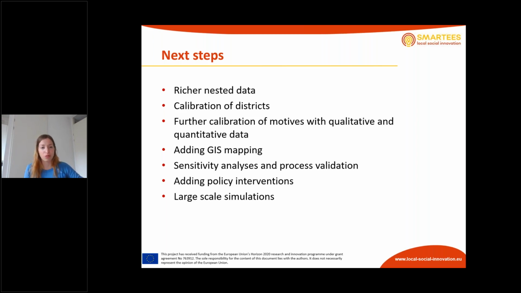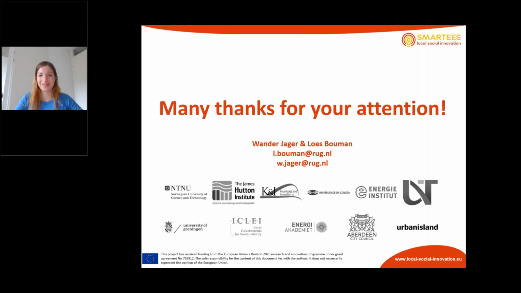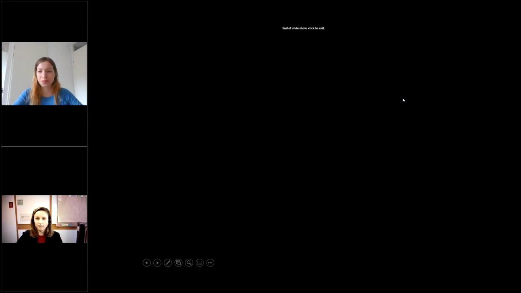And furthermore, once we have these things done, we would like to test the model for sensitivity and check process validation, so we make sure that we can say with a little bit more certainty that these simulations give us meaningful information. And of course, we can think about adding more policy interventions and do more large-scale simulations. Many thanks for now.